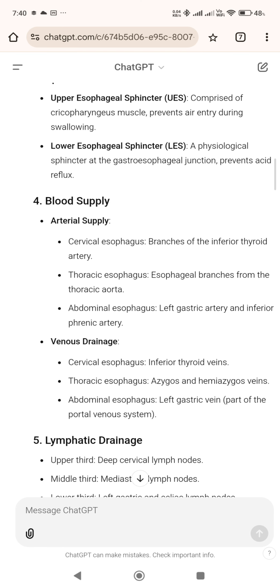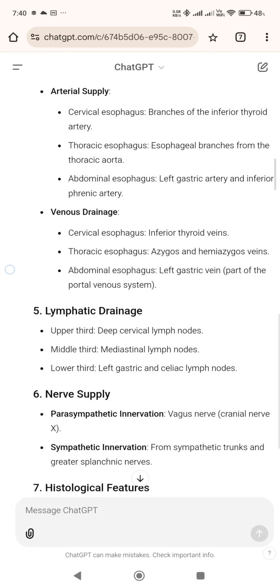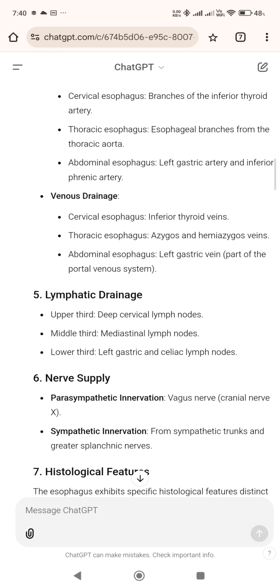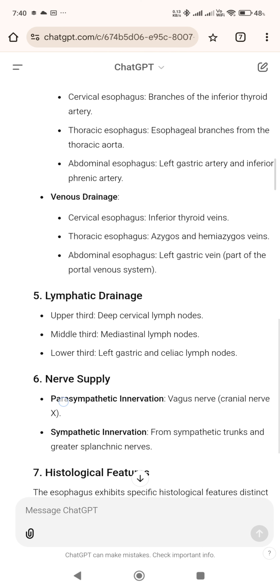4. Blood supply. Arterial supply, cervical esophagus, branches of the inferior thyroid artery. Thoracic esophagus, esophageal branches from the thoracic aorta. Abdominal esophagus, left gastric artery and inferior phrenic artery.